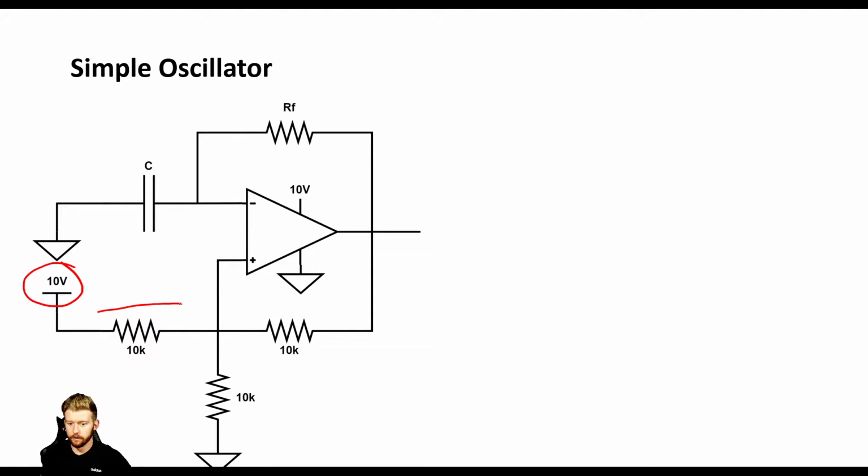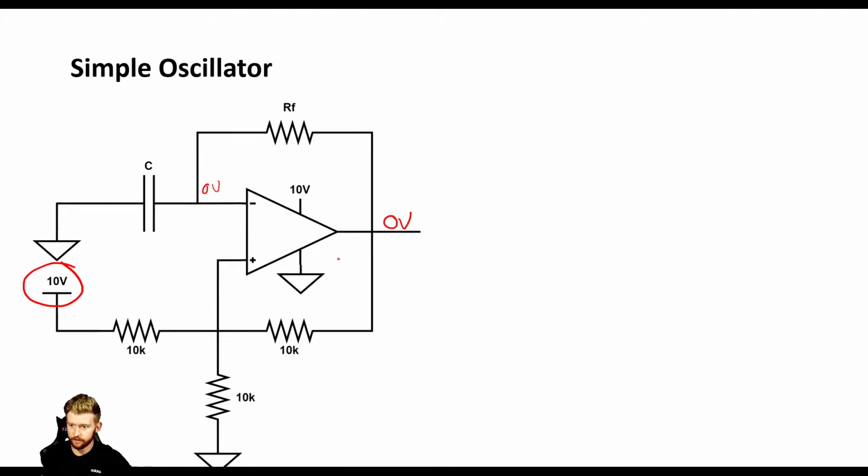Current is going to flow through this resistor, through this one to ground, and then also through this one to the output. Okay, so we're going to assume that everything starts at 0, so we're going to assume our output starts at 0 volts. Okay, so we have 0 volts here, we have 0 volts here, and the capacitor is not charged at all.